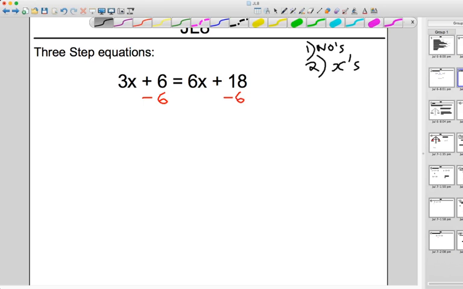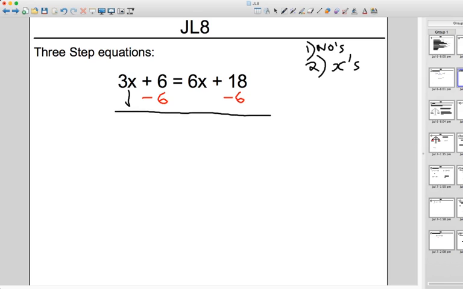What's that going to give us? Well, 3x will drop down. 18 subtract 6, 12. Now, this is where things get a little bit confusing because some students would say, oh, you've got to take away 3x now. That will give you 3x on its own, and then you divide through to get your answer.